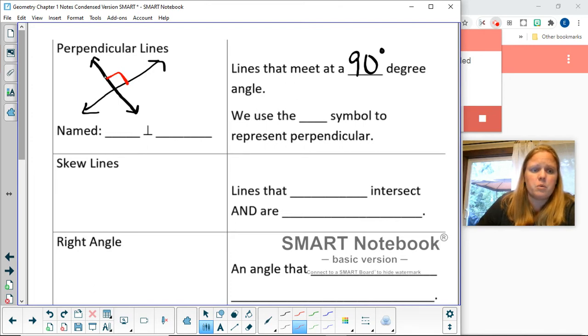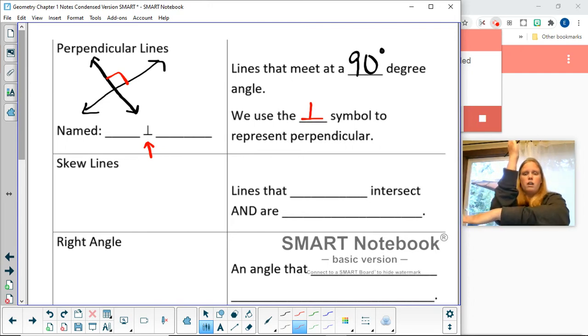Now, this is the symbol we use on a picture, but to show perpendicular in a sentence, this upside down T mark is what we show for the symbol for perpendicular. And it's kind of like on a protractor, the bottom of the protractor and the straight up for the 90 degrees. That's how I remember it.